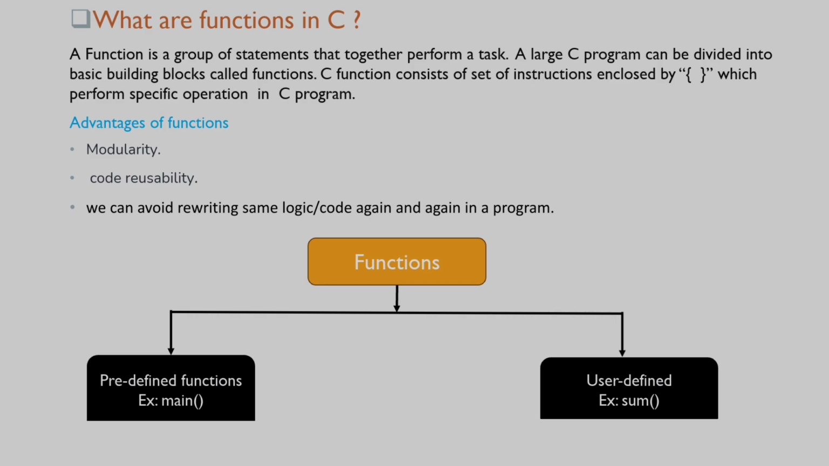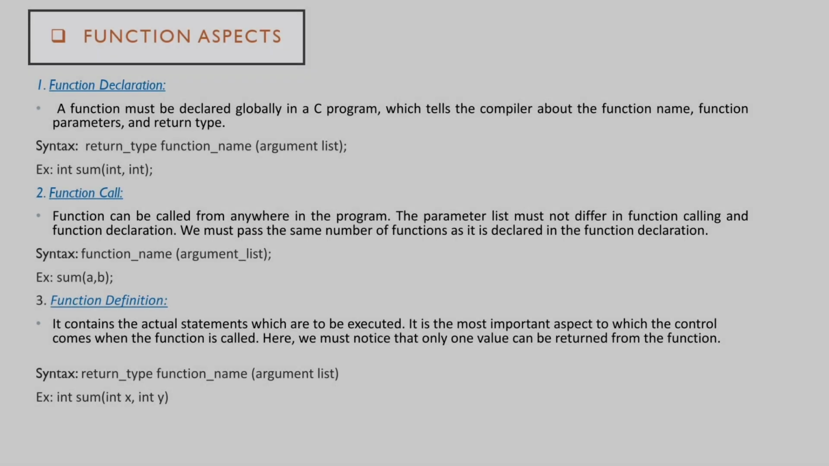There are two types of functions: predefined functions and user-defined functions. Function aspects: function declaration, function call, function definition. Function declaration: a function must be declared globally in a C program, which tells the compiler about the function name, function parameters and return type. Syntax: return type, function name, argument list.